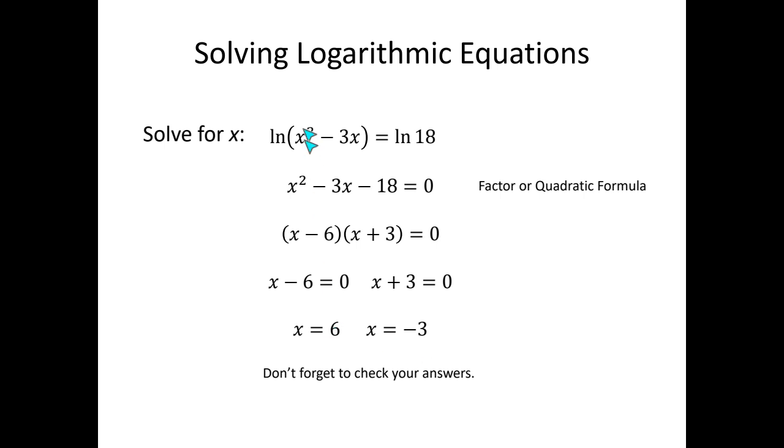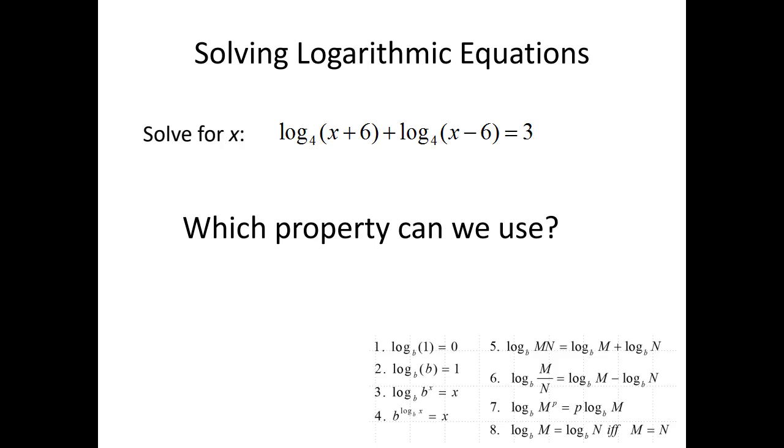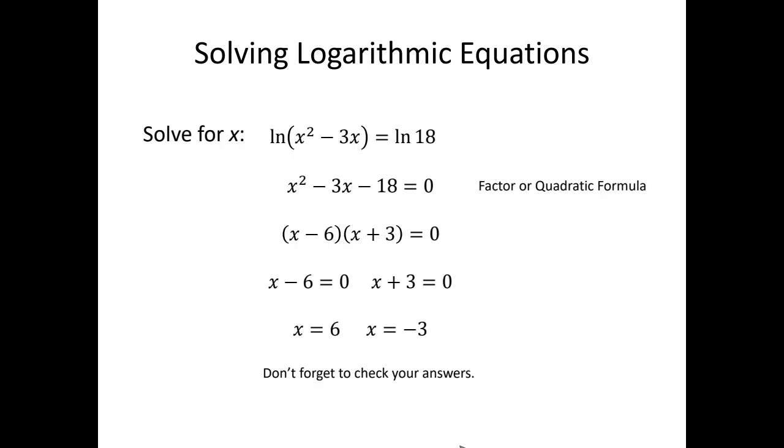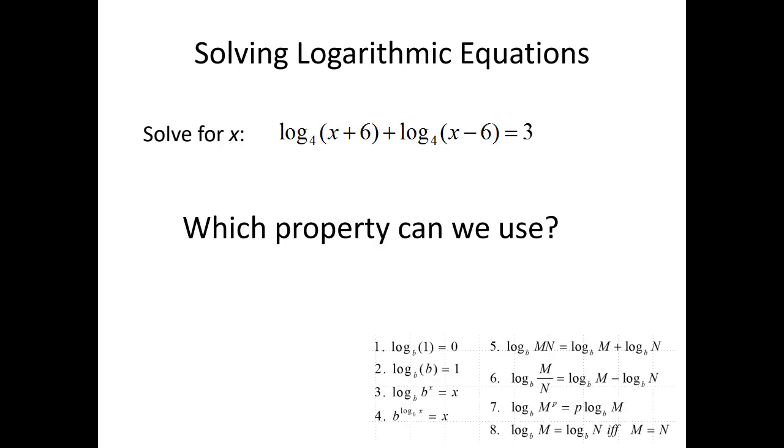So if we plug in 6, we get 36 minus 18, it's going to be positive in here, so that's okay. If we plug in negative 3, we get 9, and then that's going to be a plus 9, so we are okay. So they're both solutions. Hopefully I have one that's not a solution so you can see why it's not a solution.